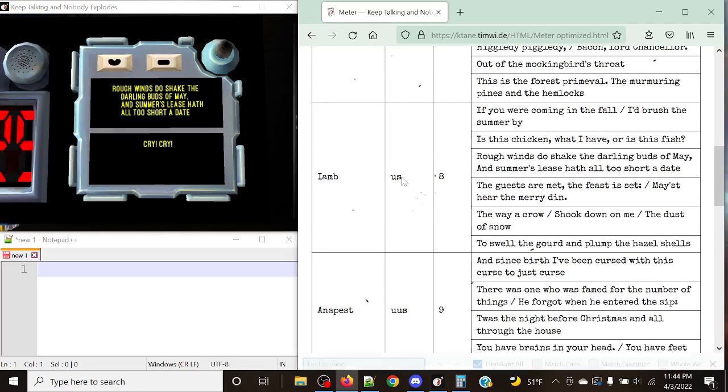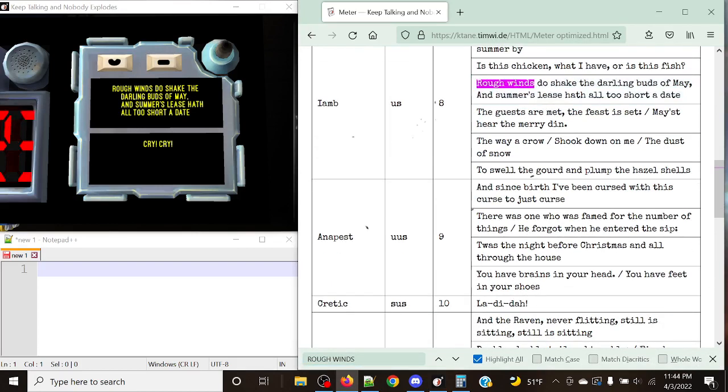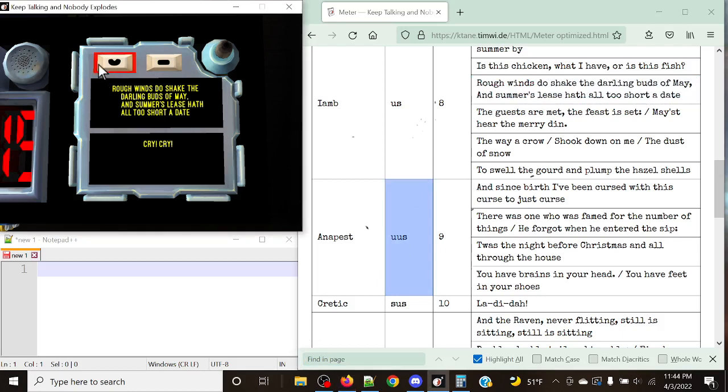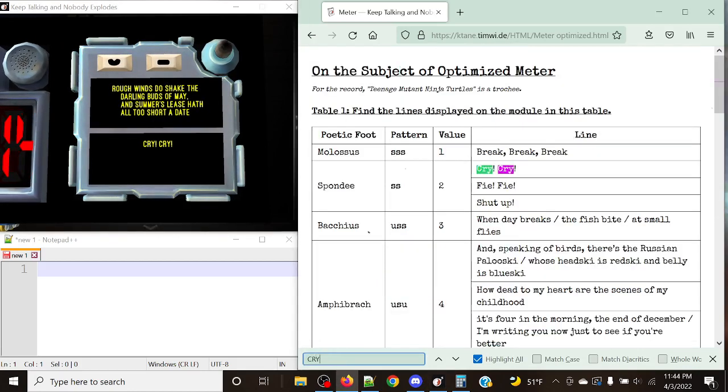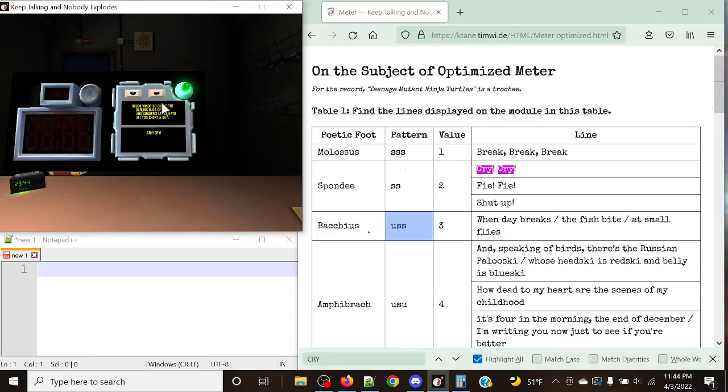So we have rough winds. Okay, so this is our value right here. We're going to shift this down by 1, and we're going to submit that pattern. That's the way that this works. So now we're going to do a Q, U, and S. And then for cry, we're going to be shifting this down by 1, in this case being a USS. And just like that, we're done with the module. That's all you need to do.